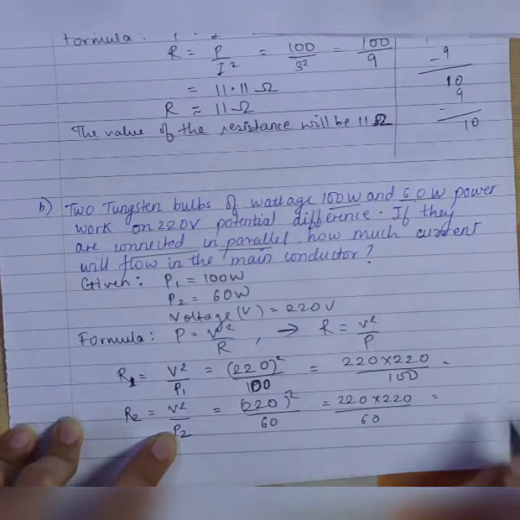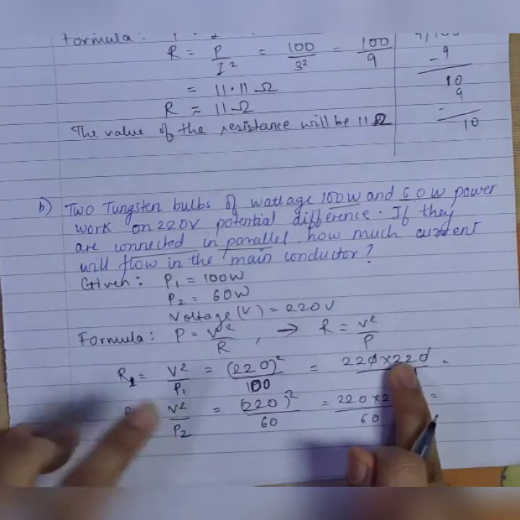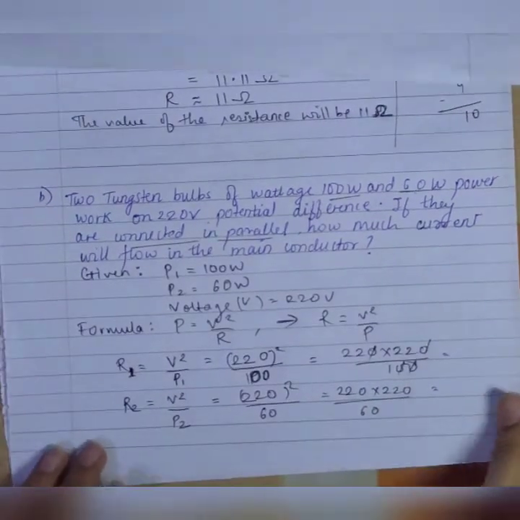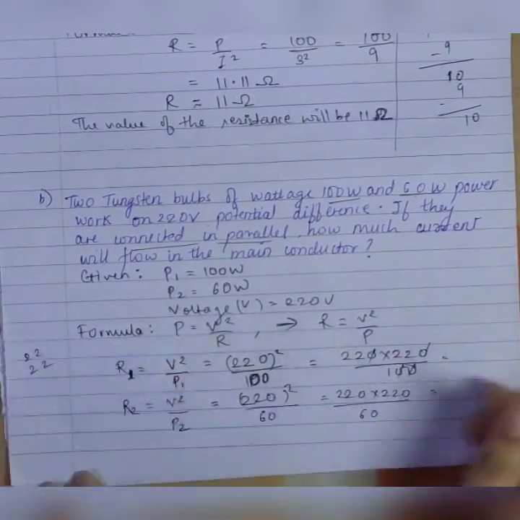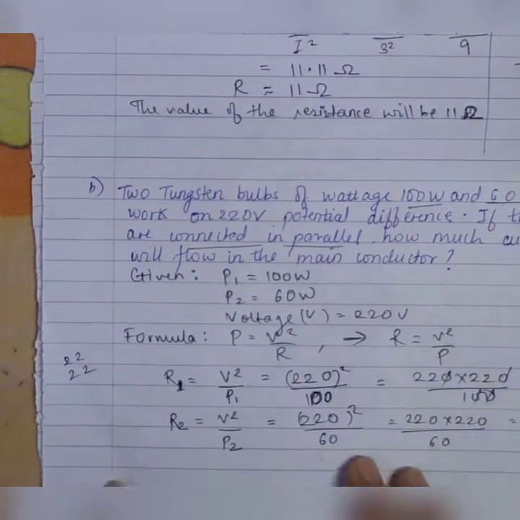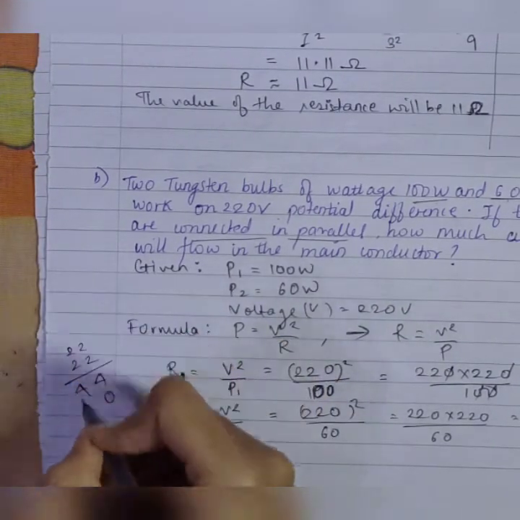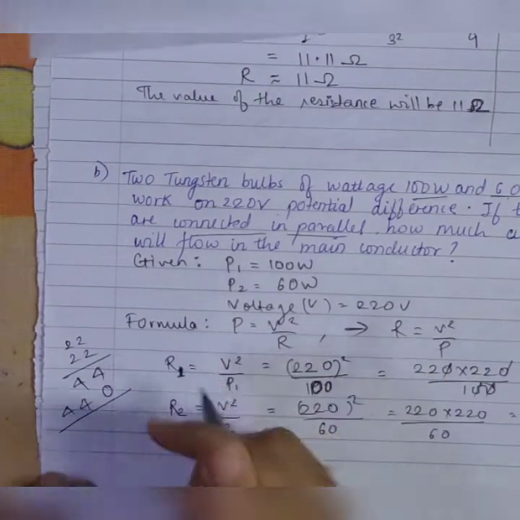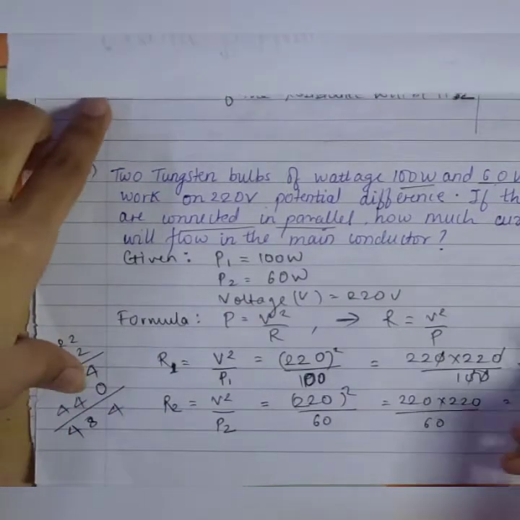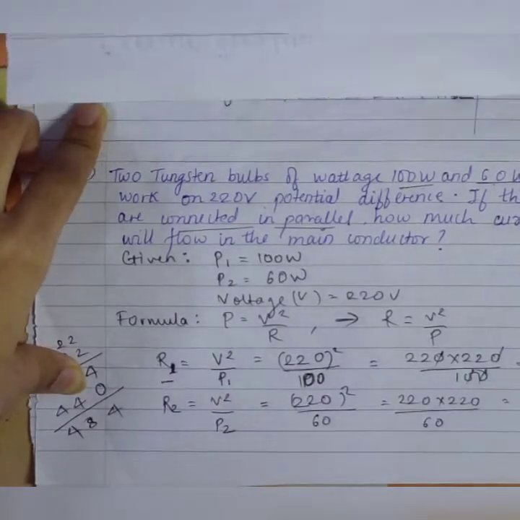So let's solve this. So cancel. So 22 into 22. What is 22 into 22? Should I show you? Let's do that. 22 into 22: 2 2s are 4, 2 2s are 4, 0, 2 2s are 4, again 2 2s are 4, and when I add these up, it comes to 484. So your answer is 484, and since it is R, it is ohms.